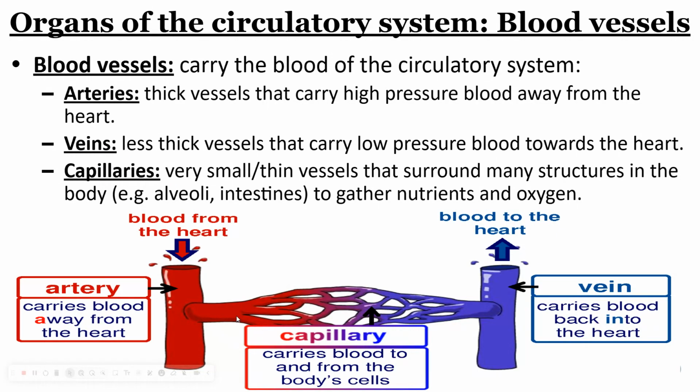And capillaries, as we see these blood vessels branch out, are the very, very thin blood vessels that surround important structures in the body, like alveoli and villi in the intestines, for example. And they're very thin, and they're basically responsible for a lot of the exchange. Nutrients come in here, CO2 leaves here, oxygen comes in here, so that's where most of the exchange happens.